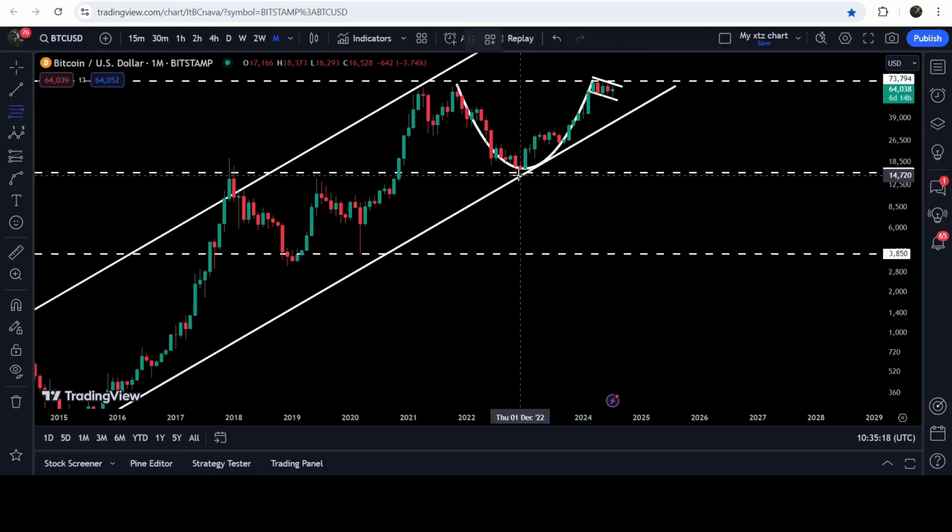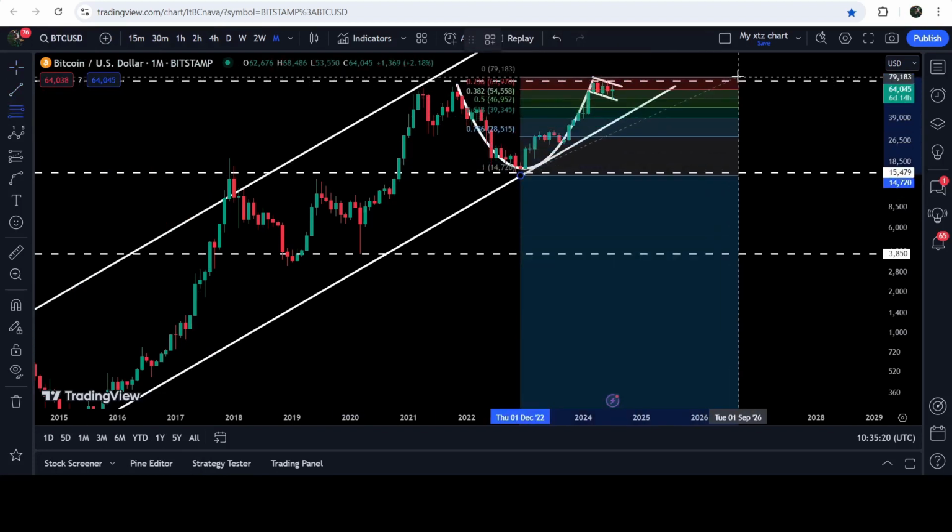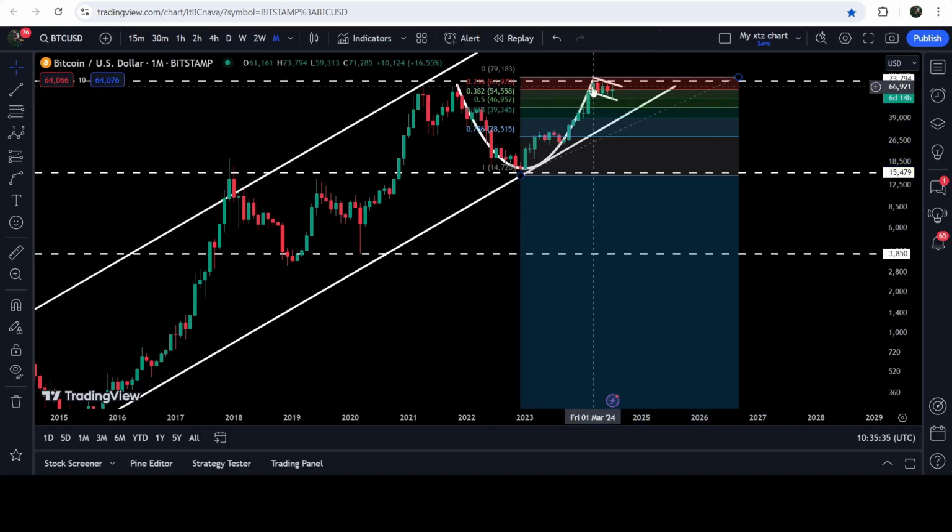And if I place a Fibonacci tool from this low to this high, then you can see that so far it has retraced up to 0.382. It can be maximum retrace up to the 0.50 Fibonacci retracement level. If it moves down there, then it can hit somewhere between $47,000 or $46,000. However, if it retraces more than this level, then this cup and handle pattern will be invalidated.